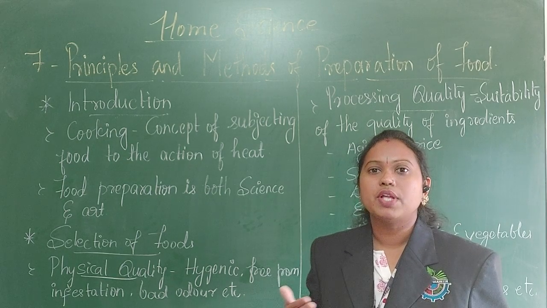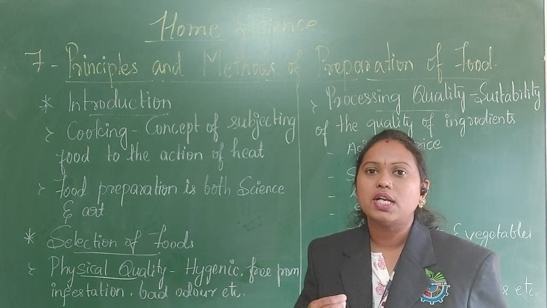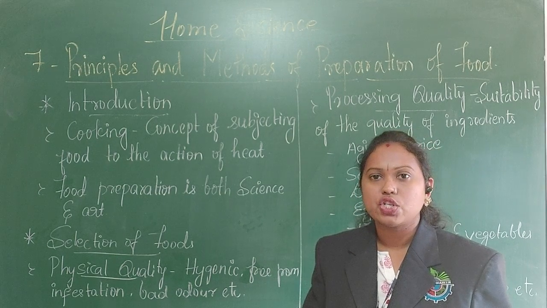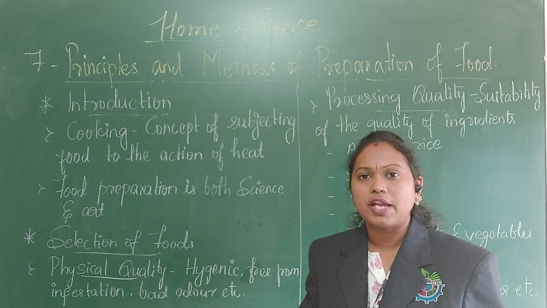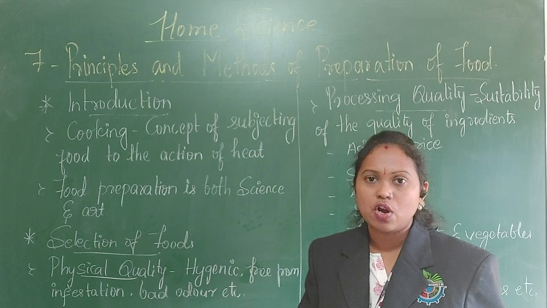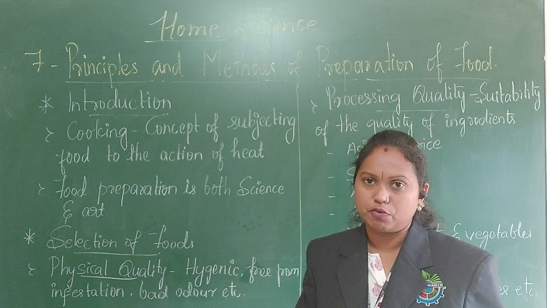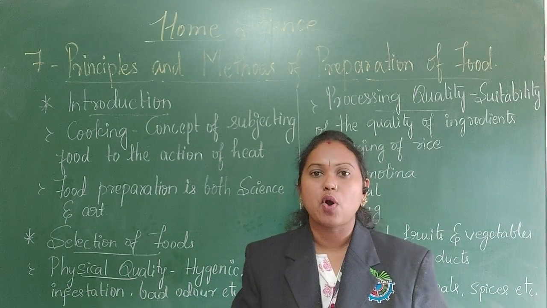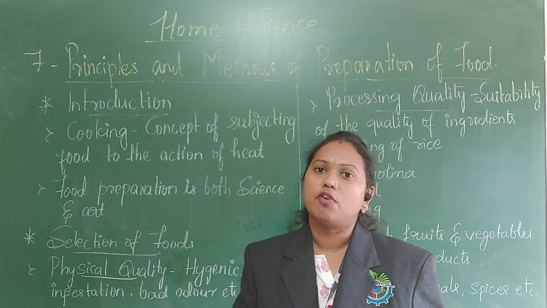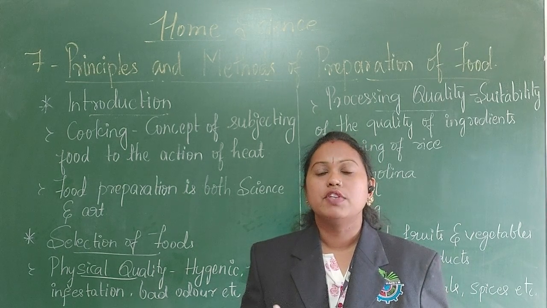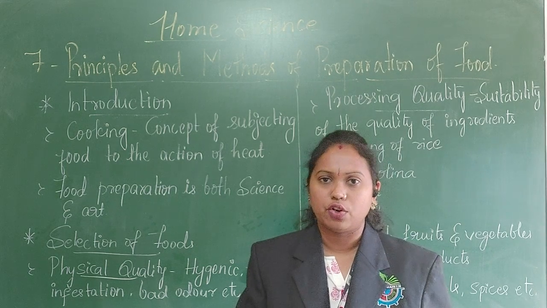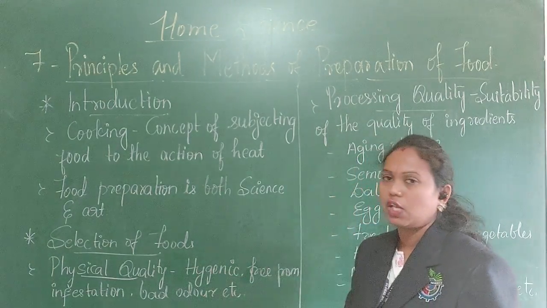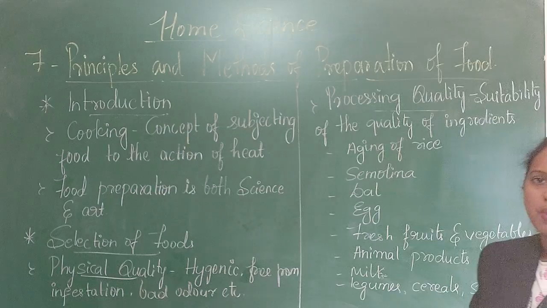Selection of foods from the available variety is an important aspect of cooking. Intelligent selection of foods from the basic five groups is based on the knowledge of the attributes of high quality foods. During the preparation of good quality food, it is very important to select good quality of the different types of ingredients which are used in the preparation of any kind of dish. There are mainly two aspects of quality. One is physical quality, another one is processing quality.